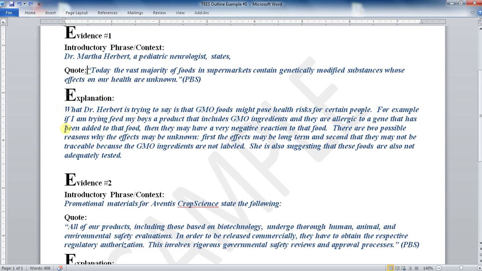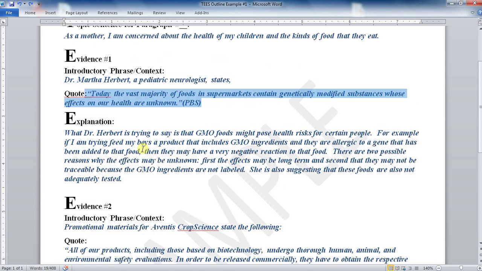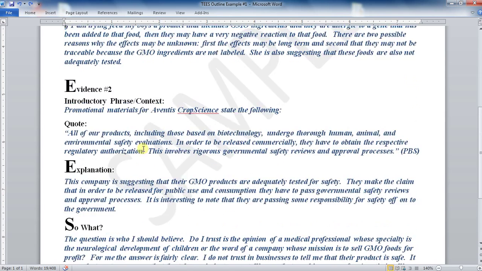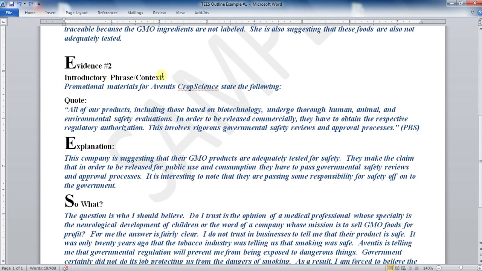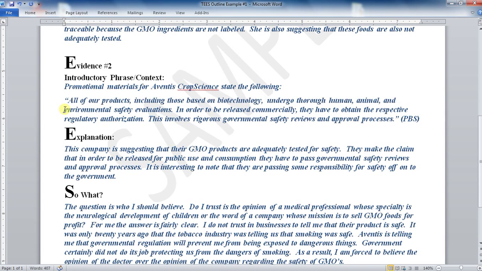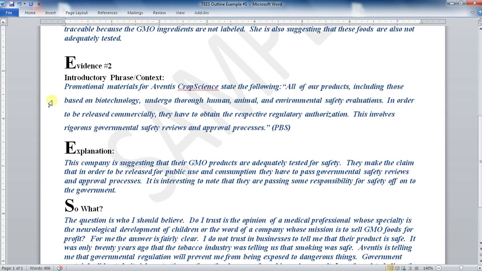Okay. So in this explanation, I help my reader understand what it is that I want them to know and understand about this piece of evidence. My second piece of evidence, I've also got an intro phrase for it. So in this case, the intro phrase reads as follows. Promotional materials for Adventist Crop Science state the following. And you'll notice again that the intro phrase and the quote flow together as one unified statement.